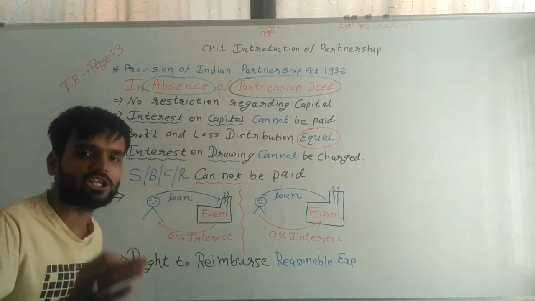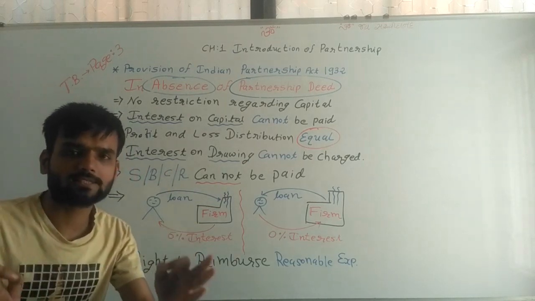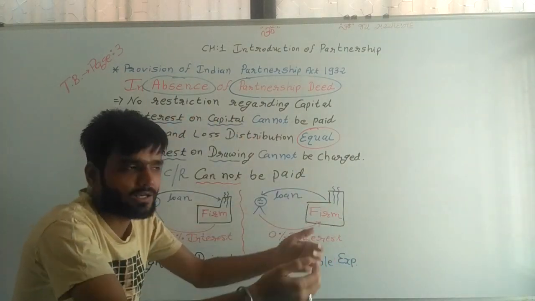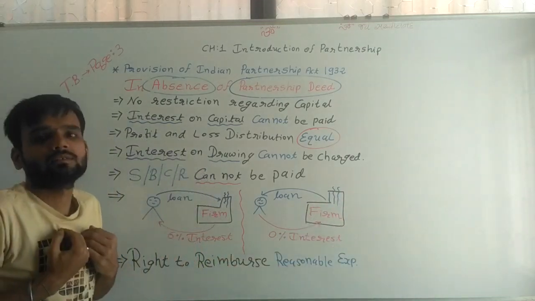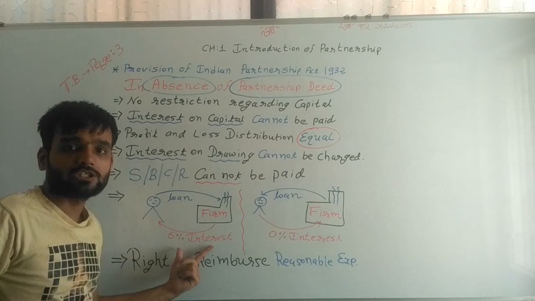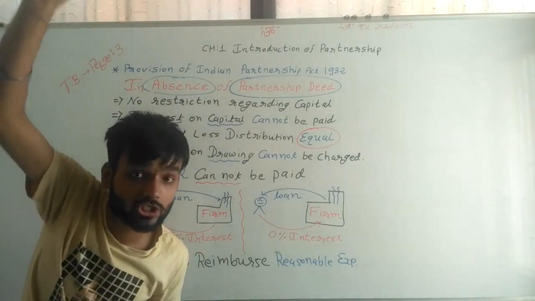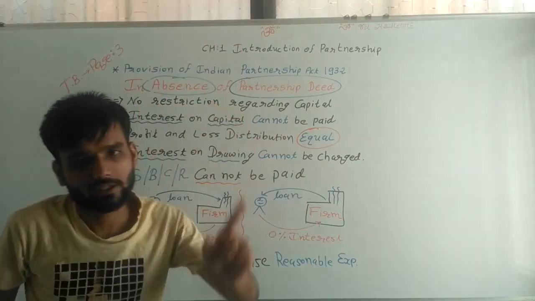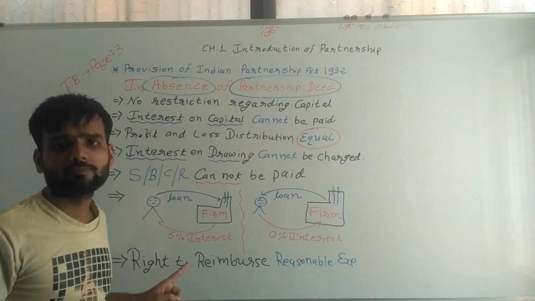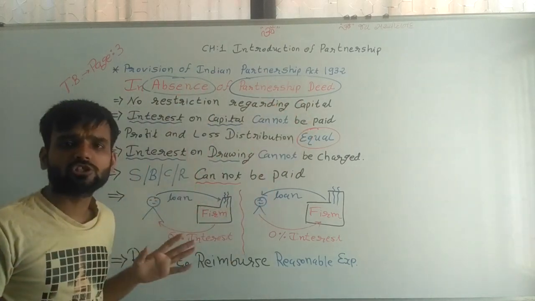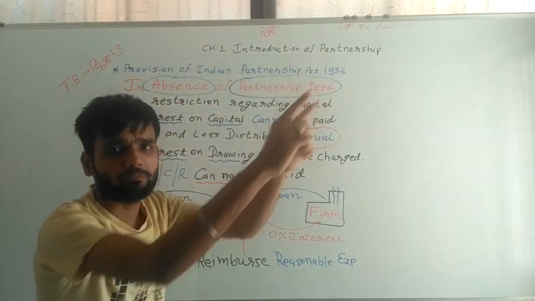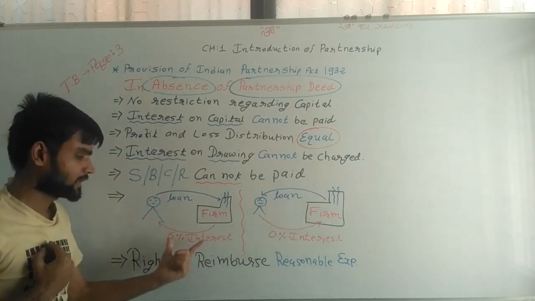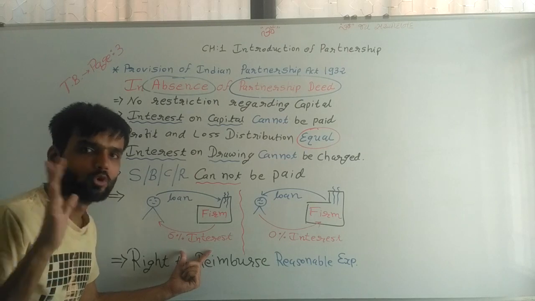Now this percentage is very important for your examination. If the partner has given the loan, then the partner has a right to receive interest. How much percentage? 6%, if not mentioned in the partnership deed. If the partnership deed mentions 7% interest, then there is a right to receive 7%. If 10% is mentioned, there is a right to receive 10%. But if not mentioned in the partnership deed, then the partner has a right to receive 6% interest on the loan.